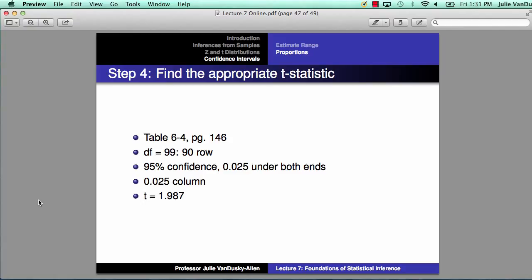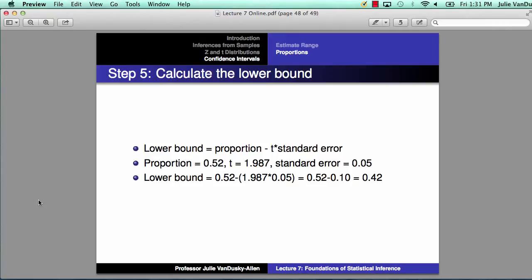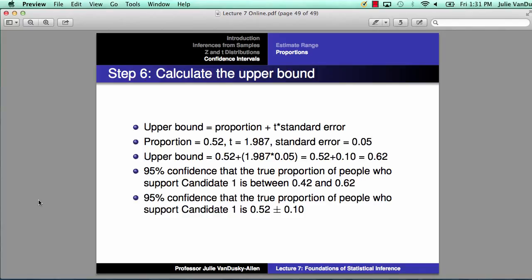Now we have all the information we need to calculate the lower bound of our confidence interval. The calculation is the proportion minus t times the standard error. So in this case, the calculation would be 0.52 minus 1.987 times 0.05, or 0.42. Next, we calculate the upper bound. The calculation is the proportion plus t times the standard error. So in this case, the calculation would be 0.52 plus 1.987 times 0.05, or 0.62.